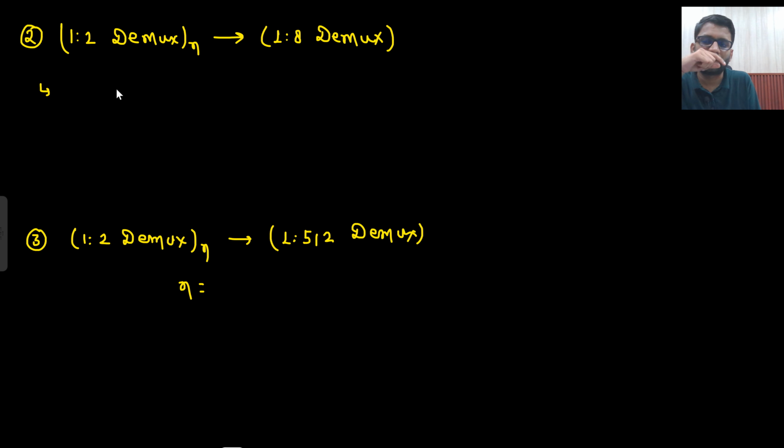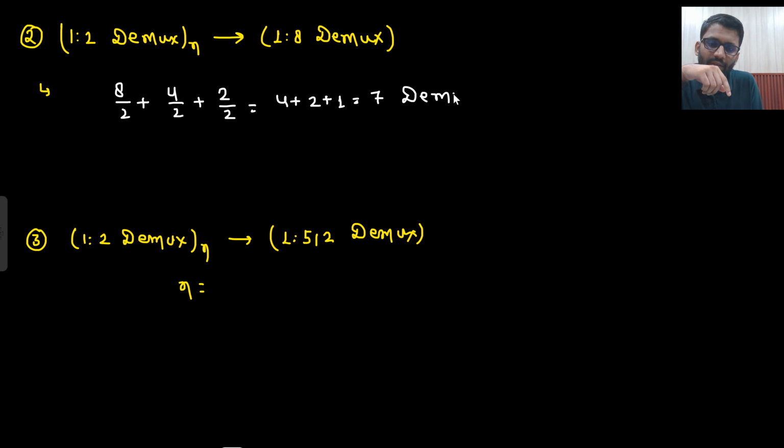If you want to implement this, so 8 by 2 what you will get? 4. 4 by 2 what you will get? 2. 2 by 2 what you will get? 1. So 4 plus 2 plus 1, 7 demux, right? What about this? What will be the answer? 511. Why so, just 1 less? The same kind of thing that we have done in multiplexer, the same thing we are doing here. Nothing new.